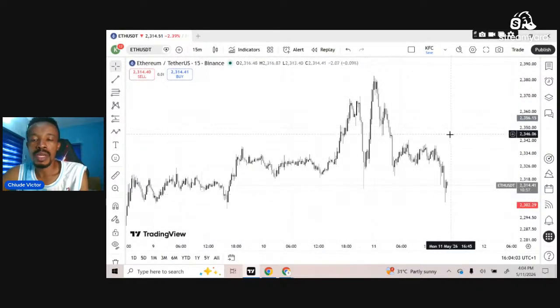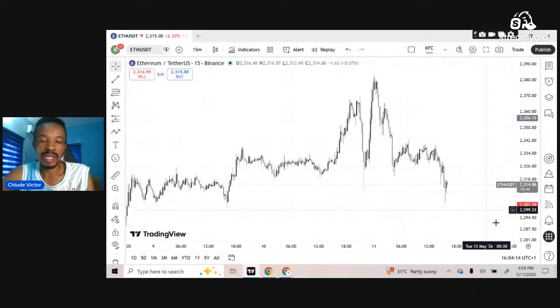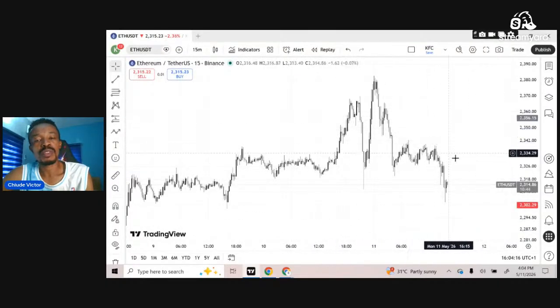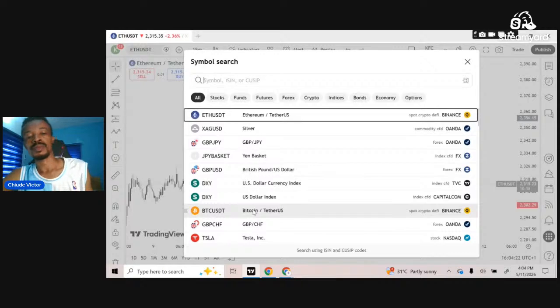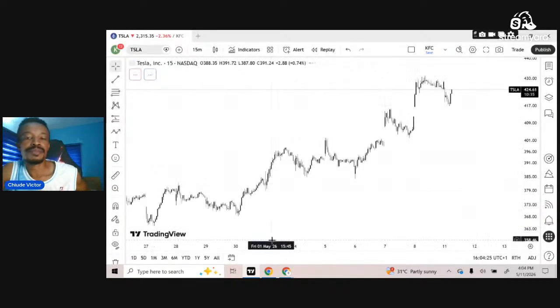So if I go bearish, I'm correct. If I go bullish, I'm correct, because the market is indecisive, probably swinging. But I must get my basic confirmation first. If I get a bearish confirmation here, I go bearish. If I get a bullish confirmation, which is taking out this high, I go bullish. That is on Ethereum. Okay, so Tesla.